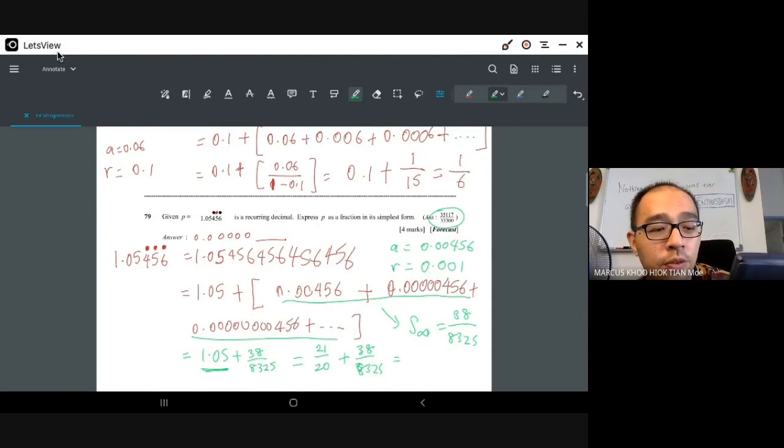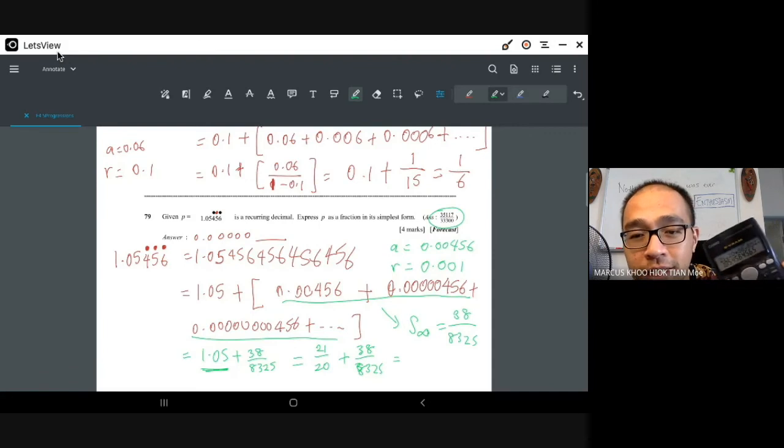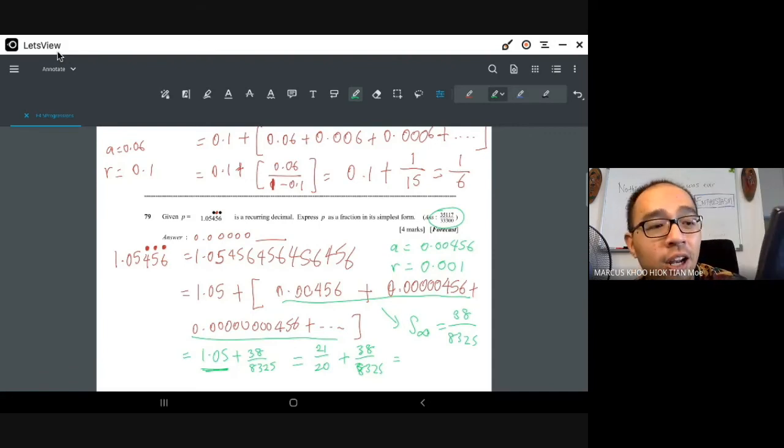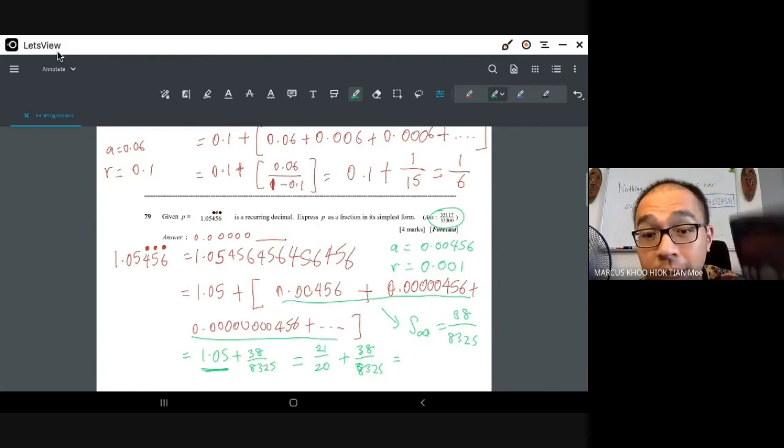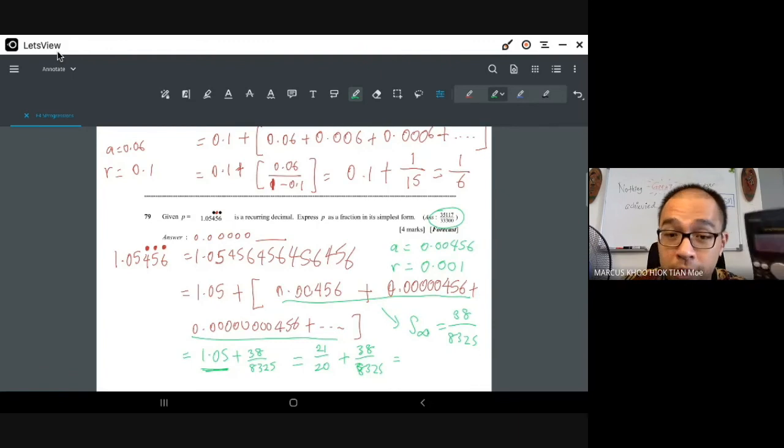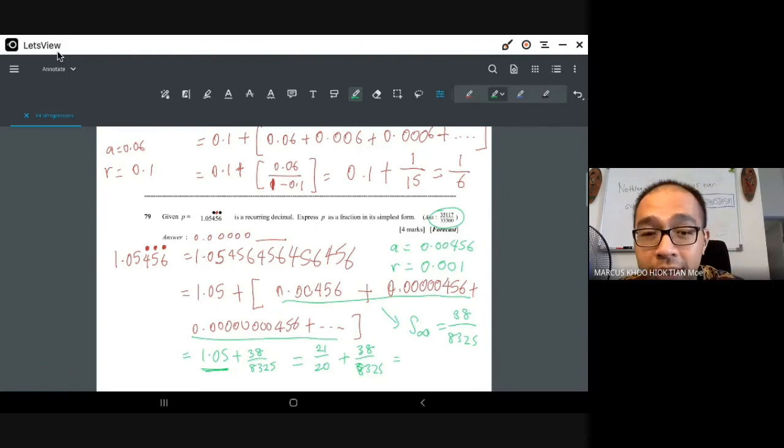21 over 20 plus 38 over 8325. You will still get 1.0545646456456. And no matter how I press the ABC, it will still not be able to calculate such a big fraction. So what happens if you get to this kind of number and the calculator is not helping me? You can always do it manually.